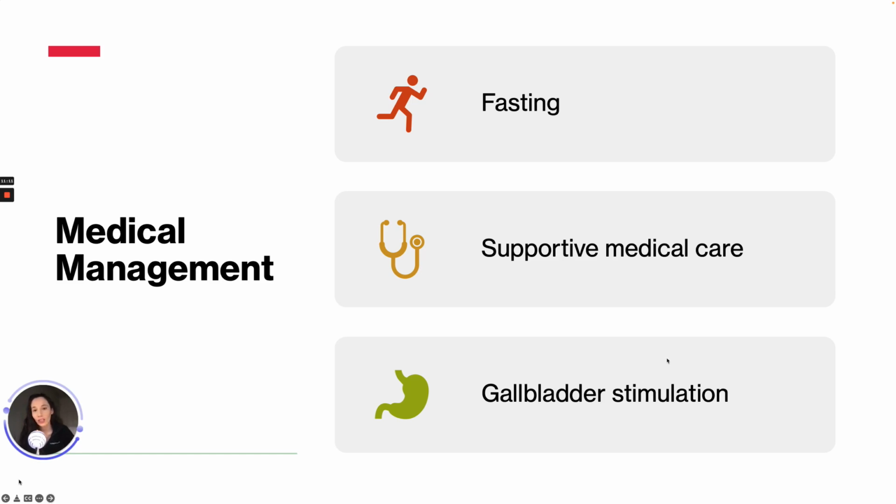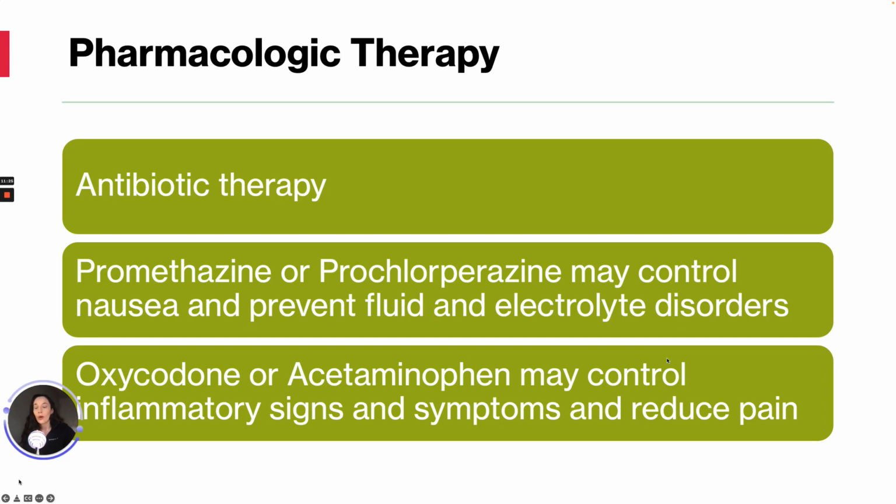So this medication, cholecystokinin, is given IV, and it stimulates gallbladder contractions. For pharmacological therapy, we can also use some antibiotic therapy. So levofloxacin and metronidazole as a prophylactic antibiotic, which is effective against most organisms. Promethazine may control nausea and prevent fluid and electrolyte disorders. And oxycodone or Tylenol may control inflammation signs and symptoms and reduce pain.